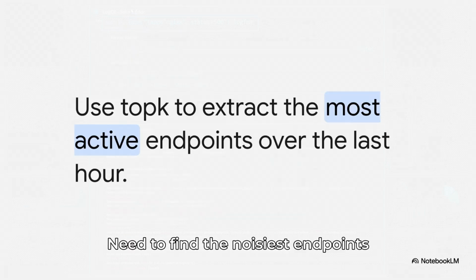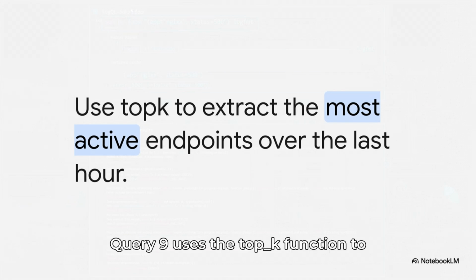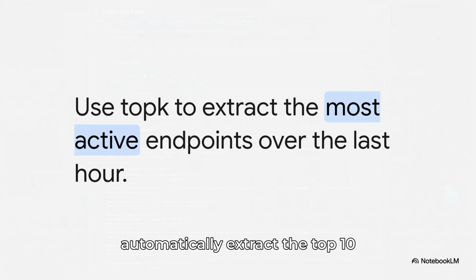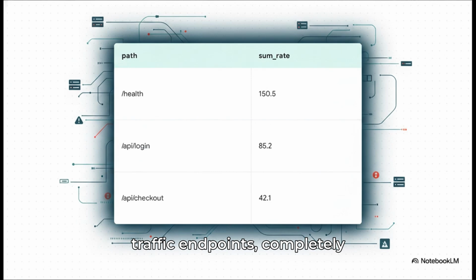Need to find the noisiest endpoints that are dragging your system down? Query 9 uses the topk function to automatically extract the top 10 most active paths over the last hour. This instantly surfaces your highest traffic endpoints, completely bypassing the need to manually tally up millions of log lines. If there's a weird anomaly or some rogue bot just endlessly hitting a specific endpoint, it is going to pop right to the top of this list.